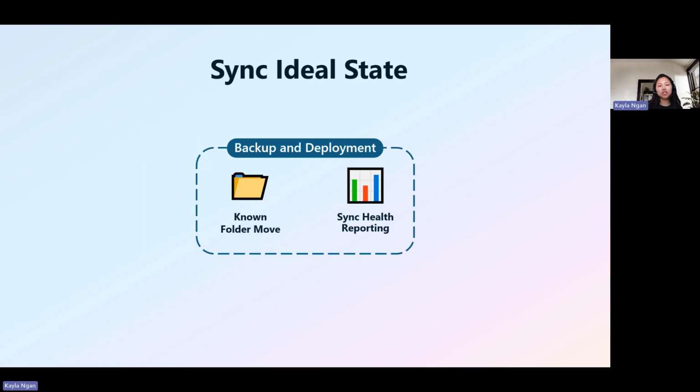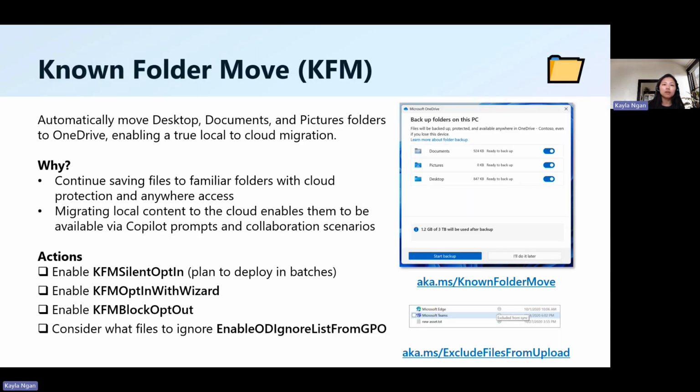All right, last section, perhaps the beefiest section, despite there only being 2, is known folder move and the sync health reporting for backup and deployment. Known folder move, which we also refer to as KFM, automatically moves your desktop, documents, and pictures folders to OneDrive, enabling a really true local to cloud migration. It really meets users where they are, allows them to have access to these files across devices, and collaborate on them. And when you think about looking forward, it'll help you ground your Copilot results.